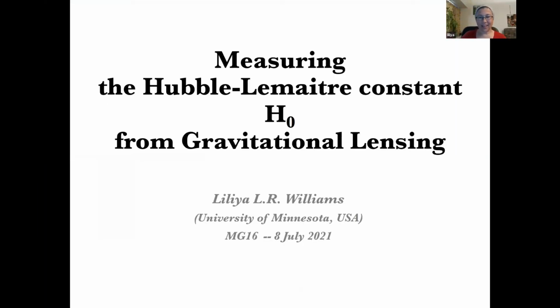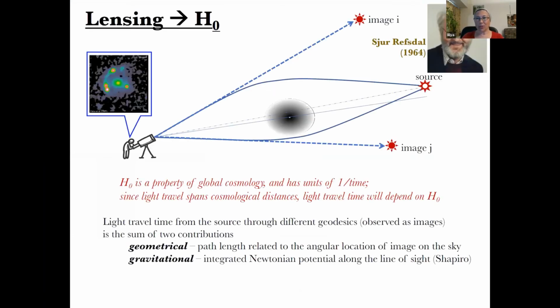Yes, sure. Thank you for inviting me. Thank you for accepting. My talk will be a review of recent developments in the measuring of H0 from gravitational lensing. So the source of the idea, so to speak, came in 1964 from a Norwegian astronomer, Sjur Refsdal. The very basic idea is that H0 is a property of the global cosmology, and it has units of 1 over time. So since light travel spans cosmological distances, light travel time will depend on H0. And so there should be a way to extract H0 from gravitational lensing.